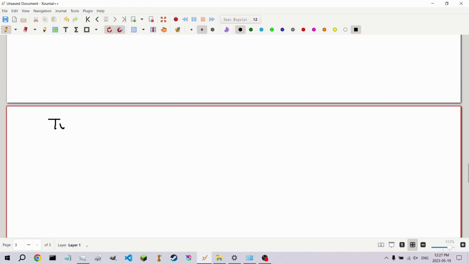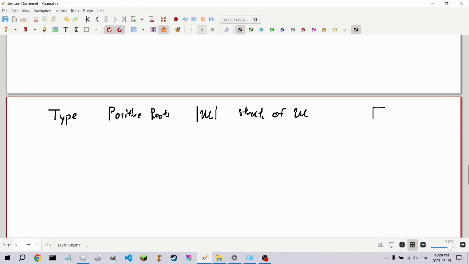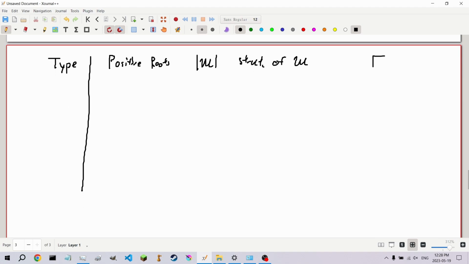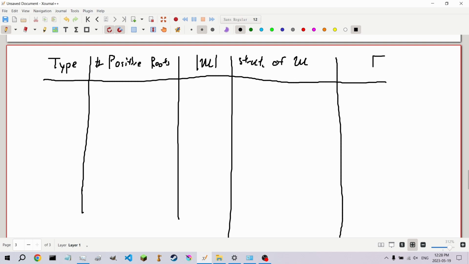Well, there's a table with the type, positive roots, the order of W, the order of the Weyl group, structure of the Weyl group, and our gamma. Another table, so this is going to be real messy. Just the number of positive roots, of course. So for AL, we have L plus 1 choose 2 positive roots. W is the symmetric group of order L plus 1, so it has L plus 1 factorial elements.